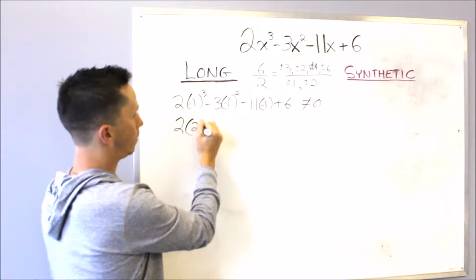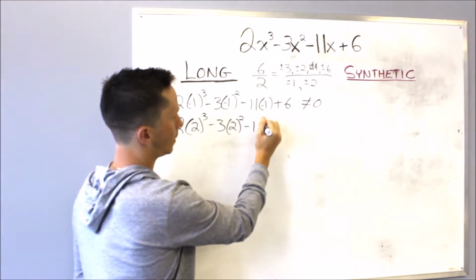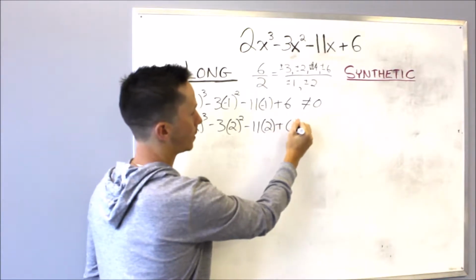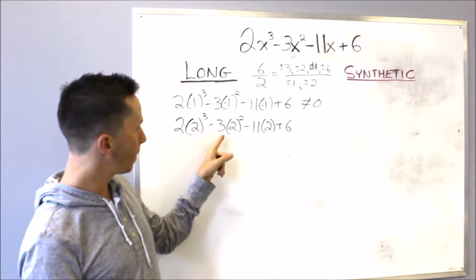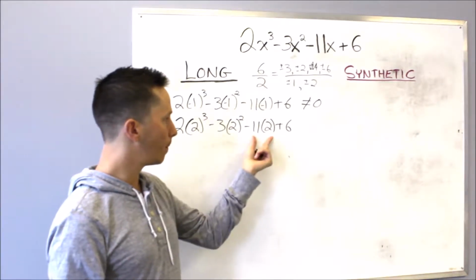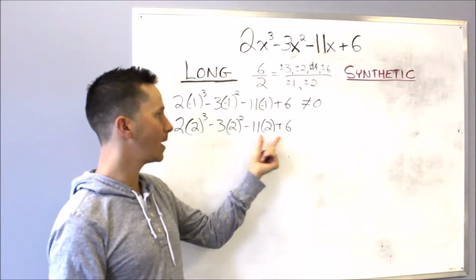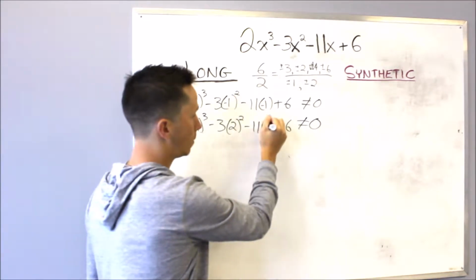2 into 2 cubed minus 3 times 2 squared minus 11 times 2 plus 6. What does that equal? This is 16 minus 3 times 4 is 12, so we're at 4. Minus 22 is negative 18 plus 6. That does not work. What about negative 2?